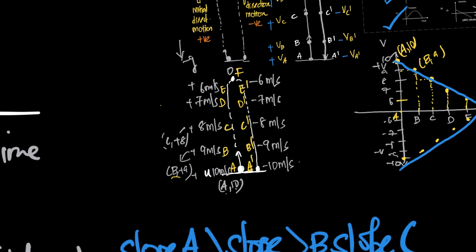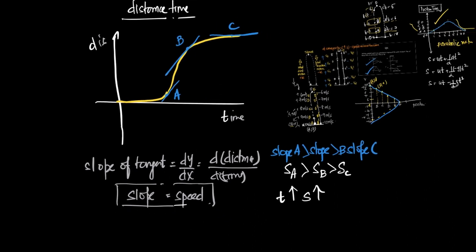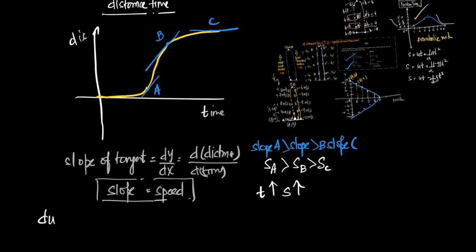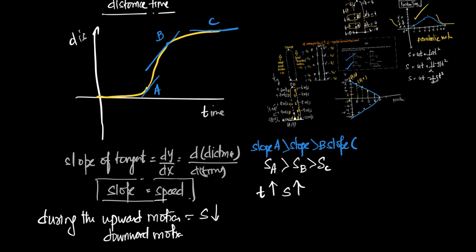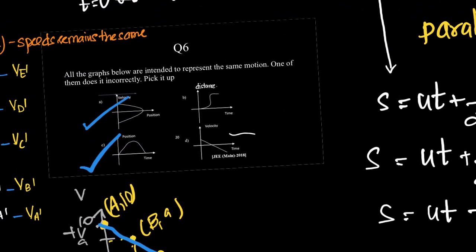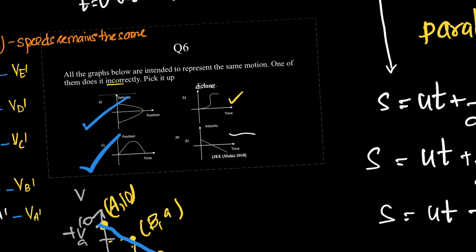So if we write it down, we can say that during the upward motion, speed actually decreases. But during the downward motion, what happens? Speed gradually increases. But this graph gives us an impression that speed is always increasing, and therefore this is a wrong representation of the graph. So the correct option here, since we have to pick the incorrect one, is option C.